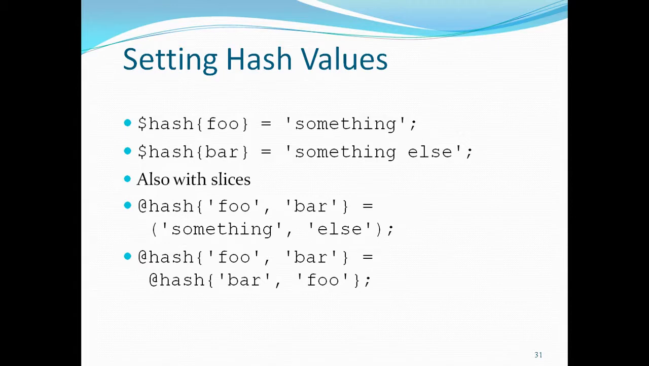So I recap it once again. What are the variables we have learned so far? The first one was a scalar variable, the second one was an array variable, and the third one was a hash variable. I hope you understand the differences. Scalar variable starts with a dollar symbol, array variable starts with the @ symbol, and hash variable starts with the percent symbol. Scalar variable stores only a single value.